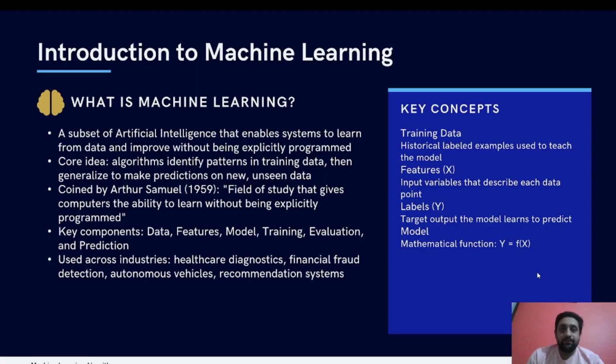explicit programming. The key components of machine learning include data, which is the raw input, features, which are the important variables, models, which are the mathematical representations, training, where the model learns, evaluation, where performance is measured, and prediction, where the model is used in real scenarios. Today, machine learning is widely used in industries such as healthcare, finance, and technology for tasks like diagnosis, fraud detection, and recommendation systems.